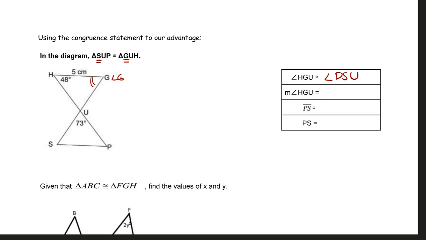So let's think about this. Well, I have that H is 48, and I have that this angle down here is 73, and vertical angles tells me that this angle is 73. So the easiest way I can find angle G is by using angle sum theorem, 180 minus 48 minus 73. And when we do that, we get 59 degrees.